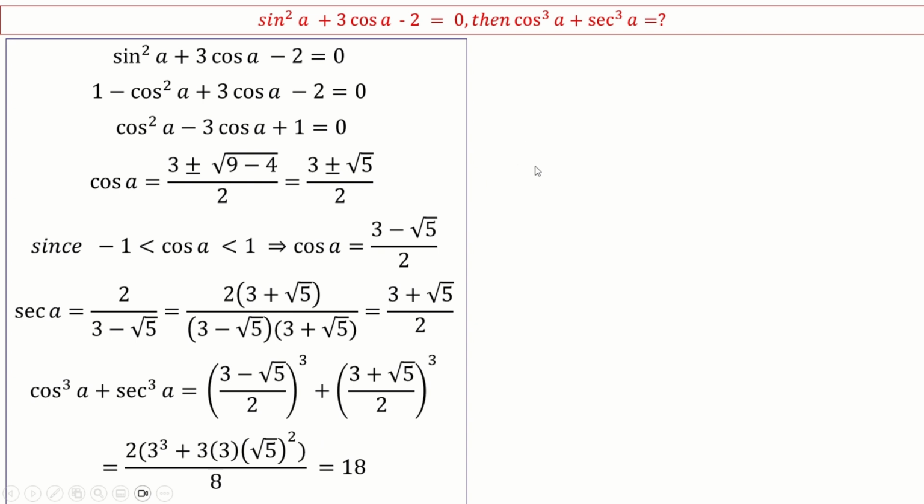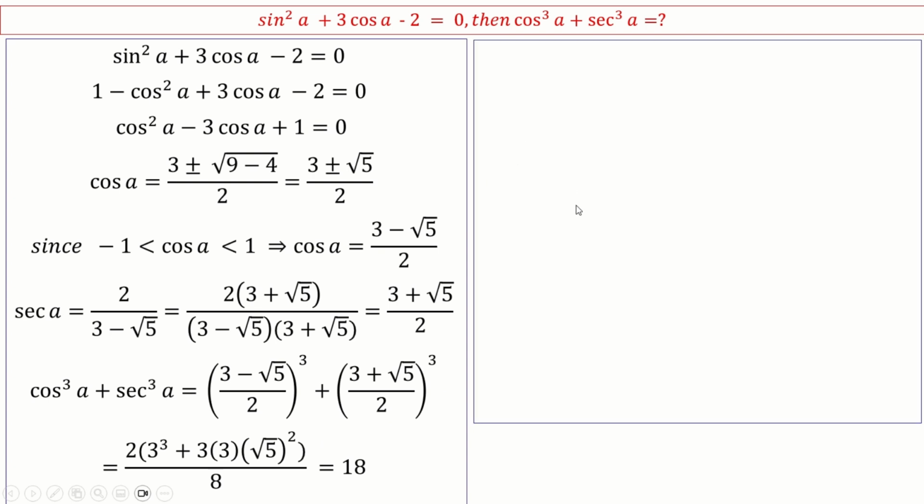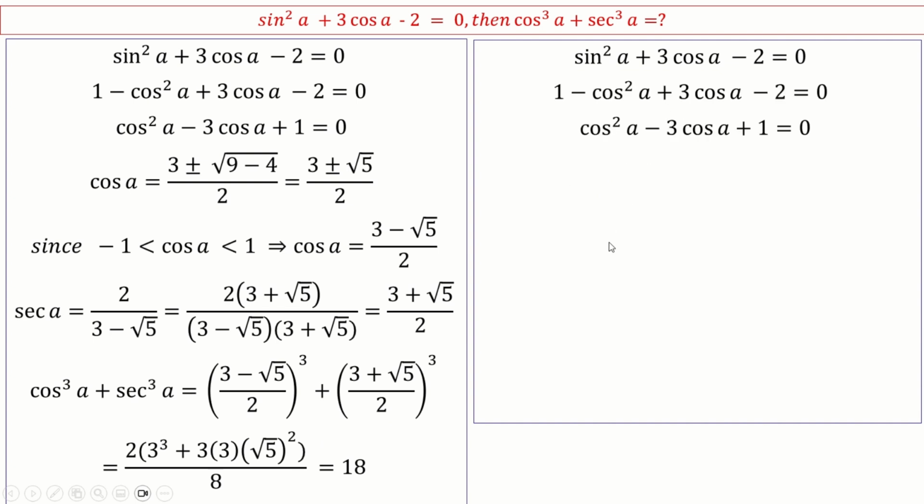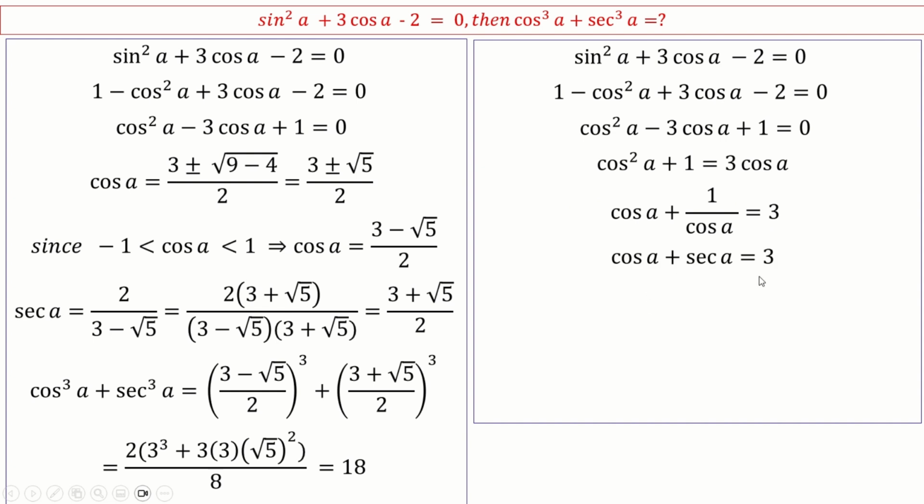I just want to show the other way. This is the same: we convert into cos a, and this is the quadratic equation you get in the cos a variable. Now here I can write cos square a plus 1 equal to 3 cos a, correct? If I take this 3 cos a to the other side and divide by cos a, then on the LHS it will be cos square a by cos a, which is cos a, plus 1 by cos a. This is nothing but secant a. So cos a plus secant a equal to 3.